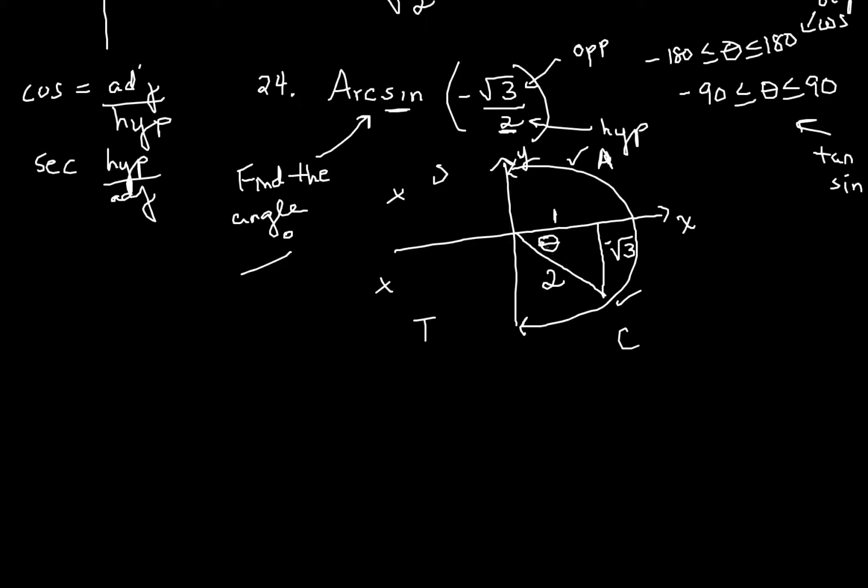So you're going to get this theta, because we have the 1 and the square root of 3, since it's opposite the square root of 3, we know it's 60 degrees. And it's going to be negative 60 degrees because we're going that direction. So the answer is theta equals negative 60 degrees.